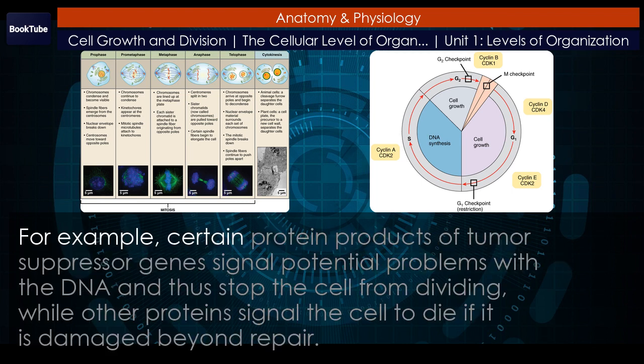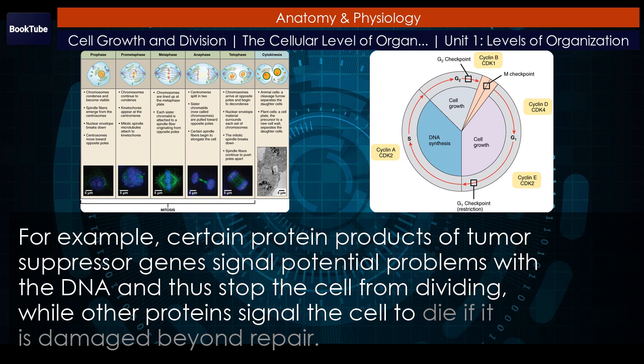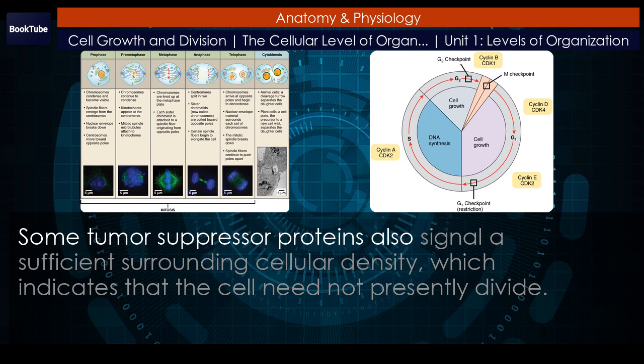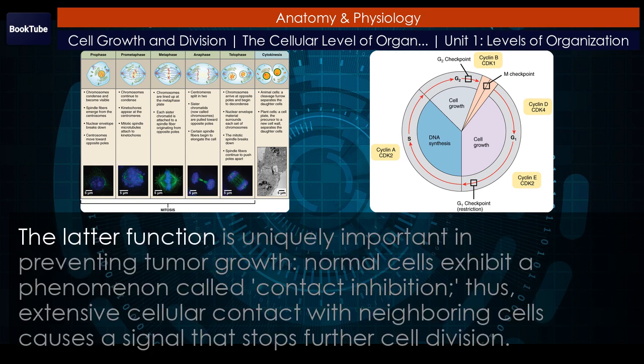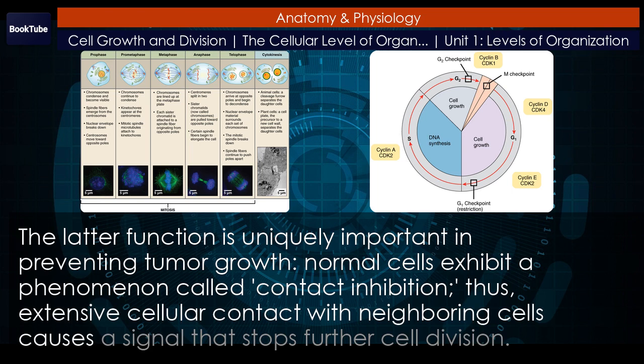For example, certain protein products of tumor suppressor genes signal potential problems with the DNA and thus stop the cell from dividing, while other proteins signal the cell to die if it is damaged beyond repair. Some tumor suppressor proteins also signal a sufficient surrounding cellular density, which indicates that the cell need not presently divide. The latter function is uniquely important in preventing tumor growth. Normal cells exhibit a phenomenon called contact inhibition. Thus, extensive cellular contact with neighboring cells causes a signal that stops further cell division.